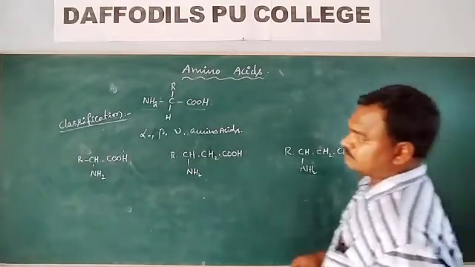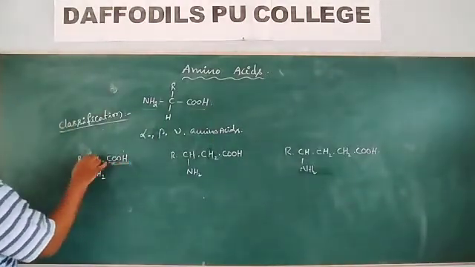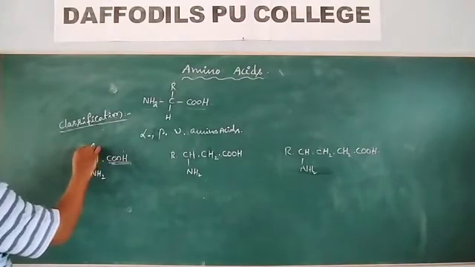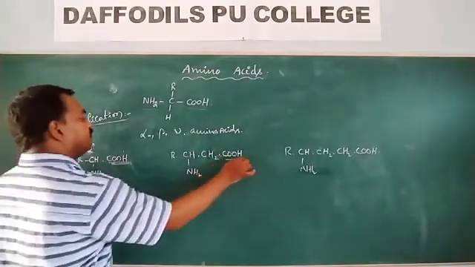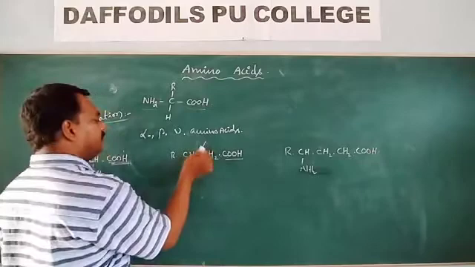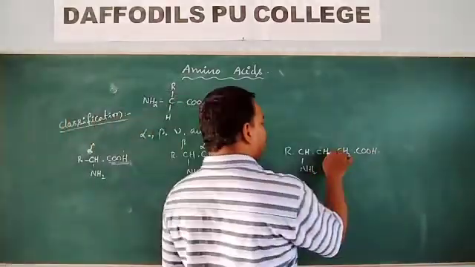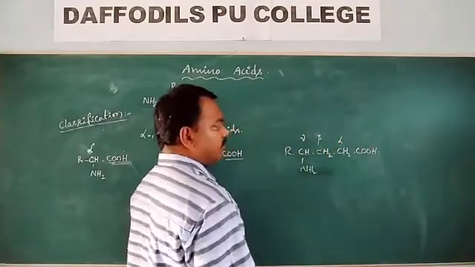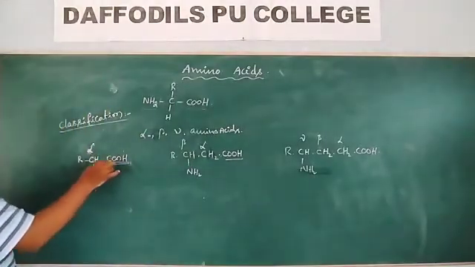So look at here. This is the functional group. The next carbon to this functional group is alpha carbon. This is the functional group. The next carbon to this functional group is alpha, and the next carbon is beta carbon. Here also the same thing. This is alpha carbon. This is beta carbon. This is gamma.